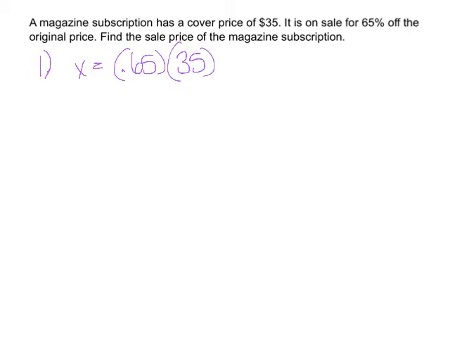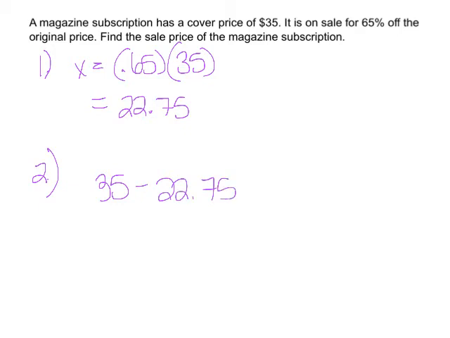And 65% of 35 is $22.75. So the second step is I'm going to have 35 minus $22.75. And I get $12.25. So I would pay $12.25 for the magazine.